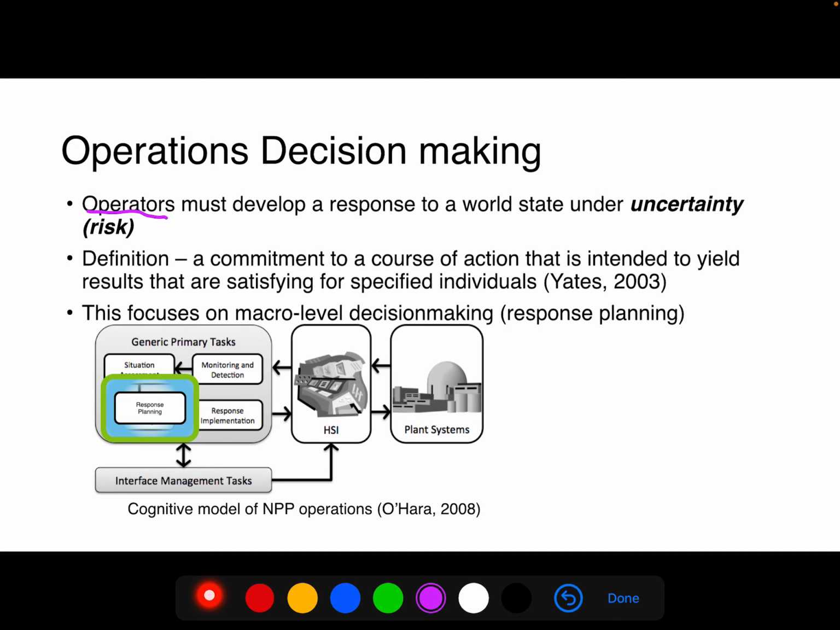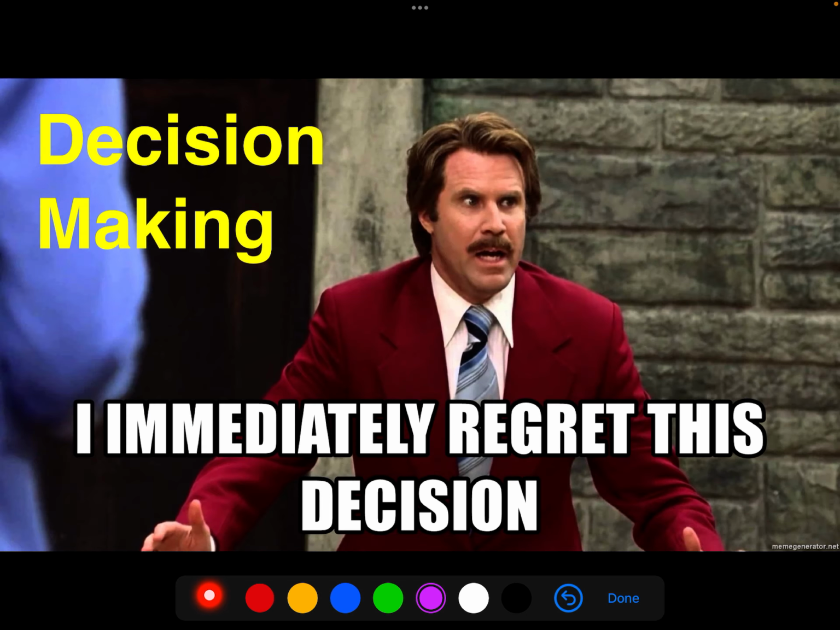So we're looking at macro level decision making and response planning. That's this section here of this broader aspect. Again, it doesn't have to be nuclear specific, but we are pulling in a cognitive model of nuclear power plant operations just because it's well separated and gives us a good understanding there. So now we're getting into decision making specifically.